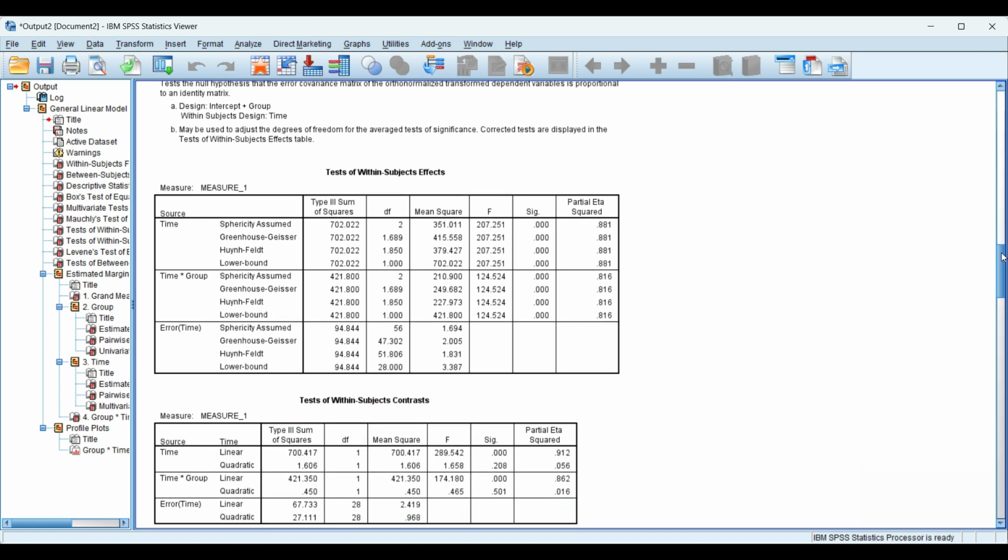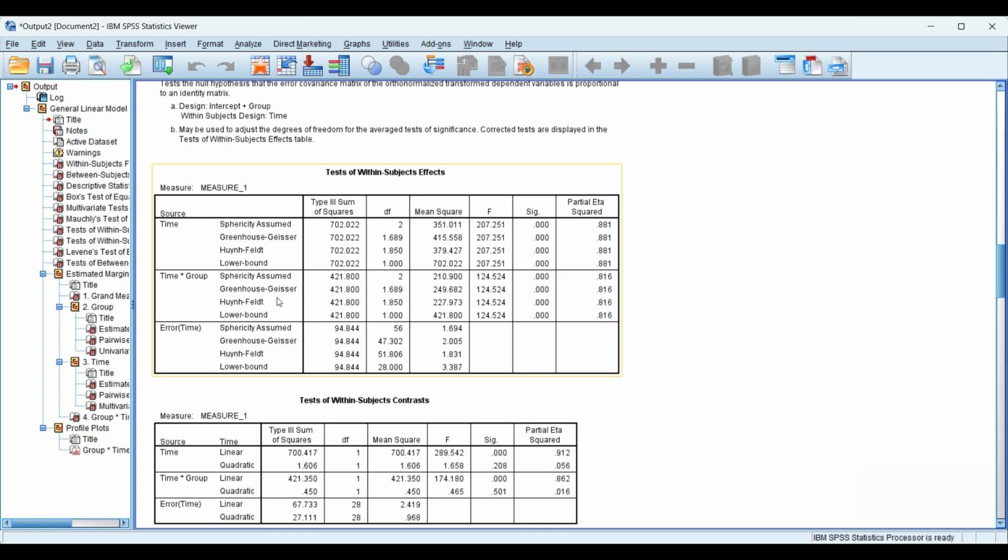And now we move to the next, tests of within subject effects. So the repeated measures ANOVA shows a significant main effect of time. You can see time. So the impact is significant because the p value is lower than 0.05. So the impact of time is significant. It simply indicates that there is a significant difference in scores across the three time points: pre-test, week 2 and week 4.